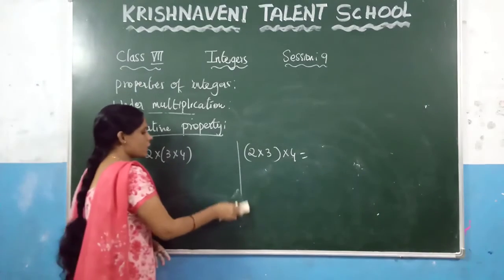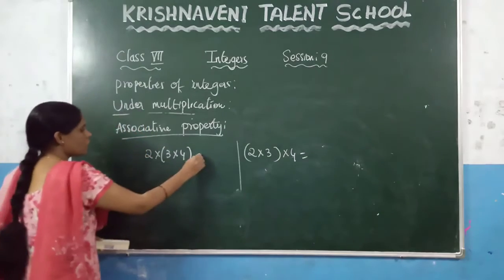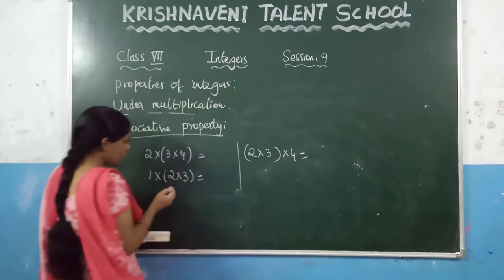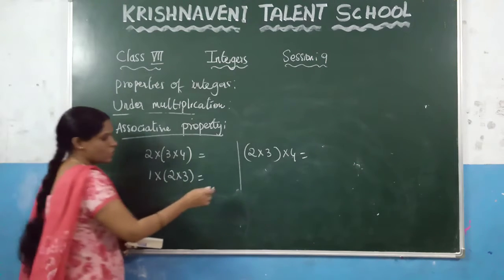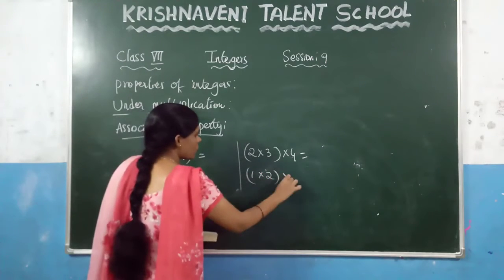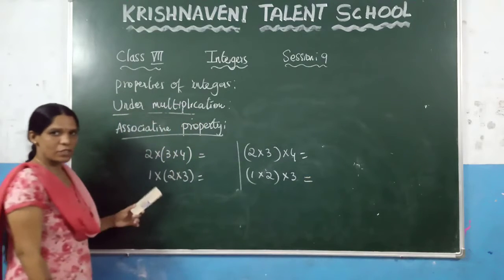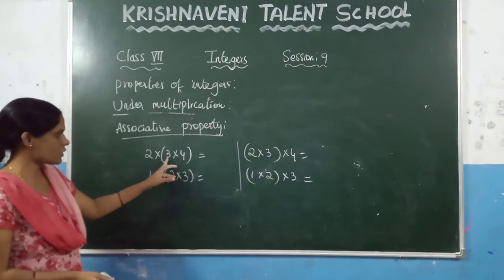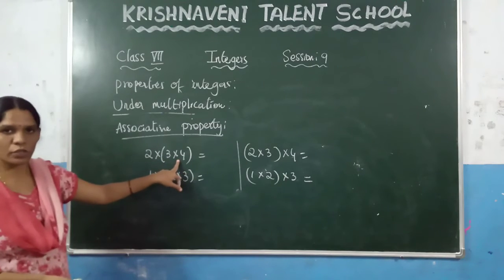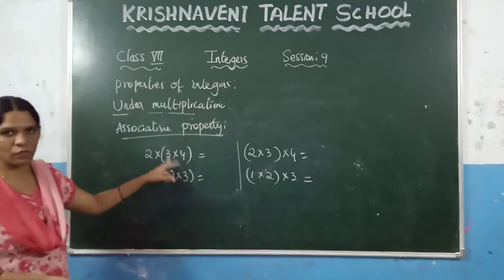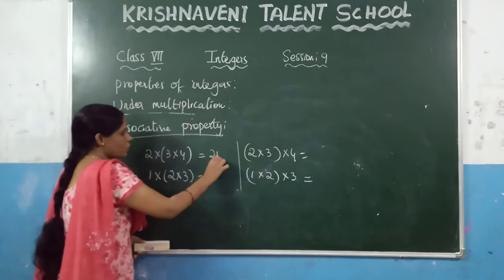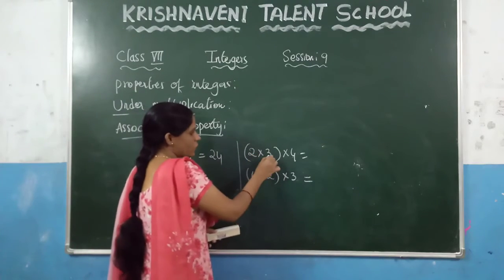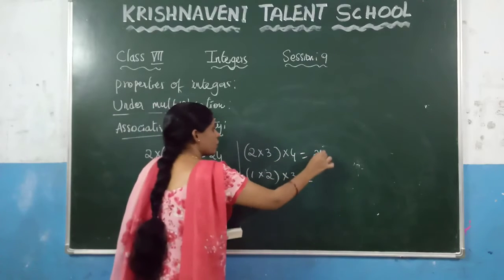Whether you are getting the same answer or not, you need to check. Consider one more example, 1 into 2 into 3. Just multiply the first two numbers, then the third number. First solve what is in the brackets: 3 into 4. What is the value of 3 into 4? 12. Now multiply with 2: 2 into 12 is 24. Now the other way: first multiply 2 into 3, which is 6. 6 into 4? 24.